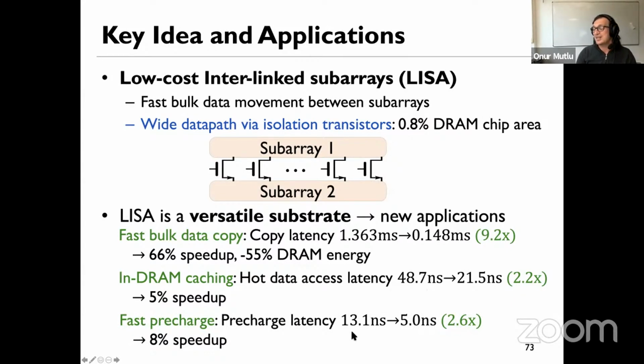And you can also have fast pre-charge latency. Pre-charge is the operation that sets the bit line and the sense amplifier to VDD over 2. Now, if you're connecting this subarray to this subarray, you can also connect the pre-charge units of this subarray to this subarray. As a result, you can use multiple pre-charge units to pre-charge every single subarray, which reduces the pre-charge latency significantly. So you can see that this paper was initially motivated by solving a problem that RowClone has, inter-subarray copy, but it actually ended up solving multiple issues in DRAM, which is actually always a good thing. It's a versatile substrate in the end.